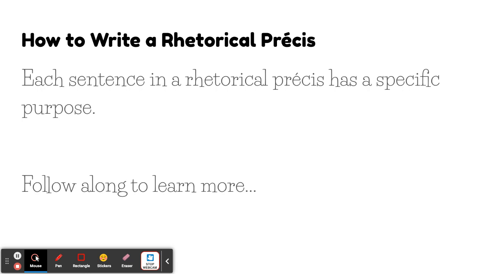So how do we write a précis? Each sentence in the rhetorical précis is very structured, and there's a specific way you need to write it. So let's go over what each sentence needs so that you're clear on what you should do in your précis.